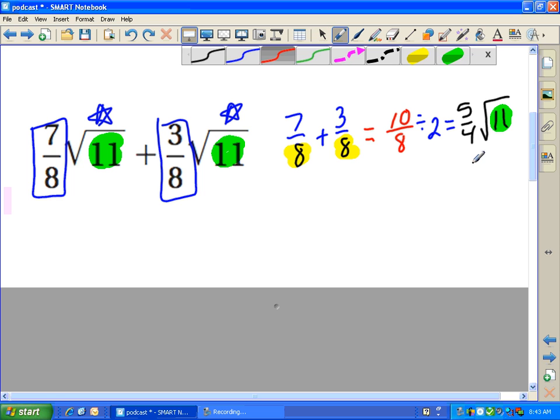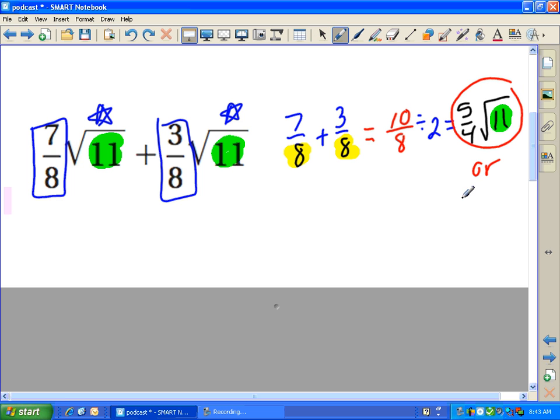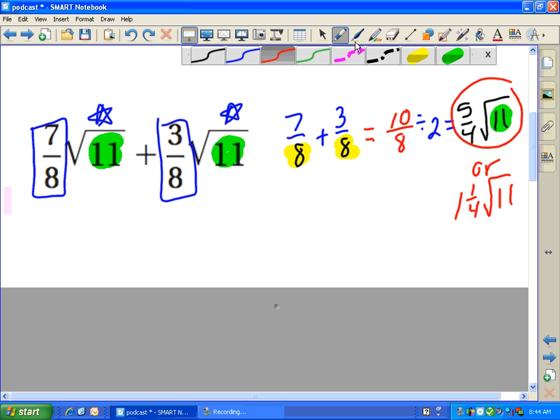The other way you could write this answer, 5/4 can be written as a mixed number as 1 1/4. There's my dog, woof, woof, that follows me wherever I go.